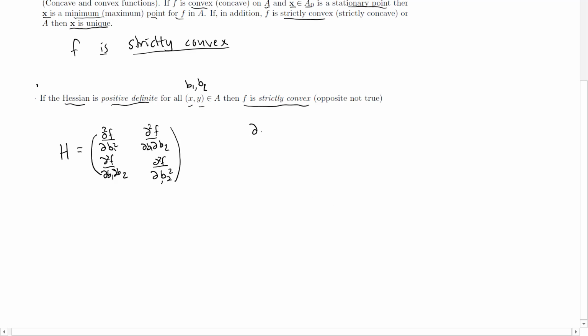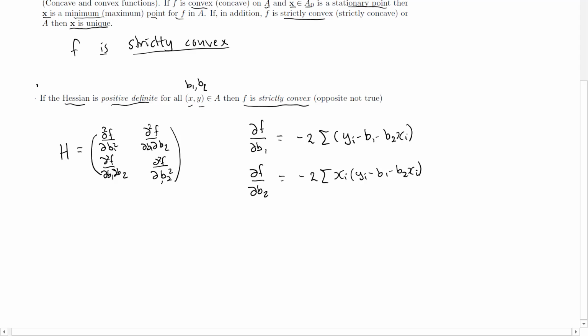We already know the partial derivatives of f, but now we need the entire expression, not the one where we divided away the -2. So the partial with respect to b1 is -2 times the summation of yi minus b1 minus b2 xi, and the partial with respect to b2 is -2 times the summation of xi times (yi minus b1 minus b2 xi).